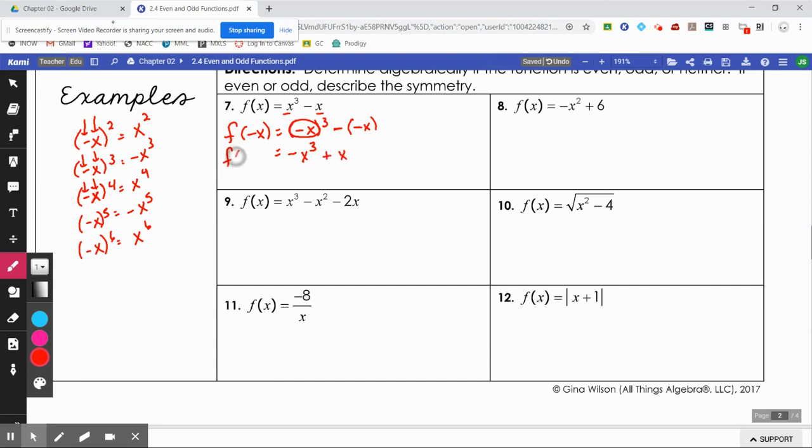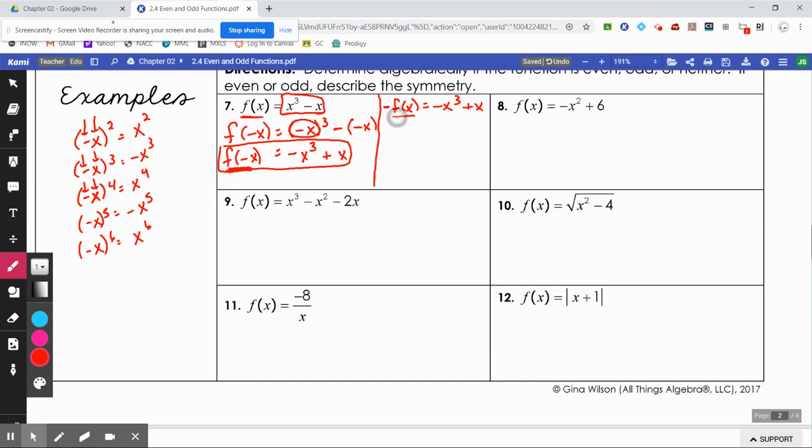I always find f of negative x first. Now to find negative f of x, it's really simple. To find negative f of x, that simply says take f of x and make everything negative. So take all of this and make it all negative. So x to the third becomes negative x to the third. A negative x becomes a positive x. And here again are your rules. If f of negative x is equal to the original f of x, it's even.